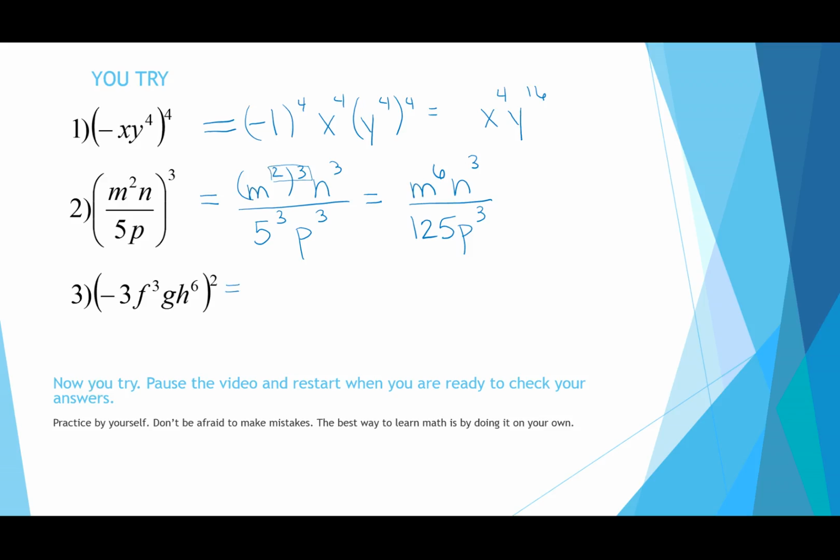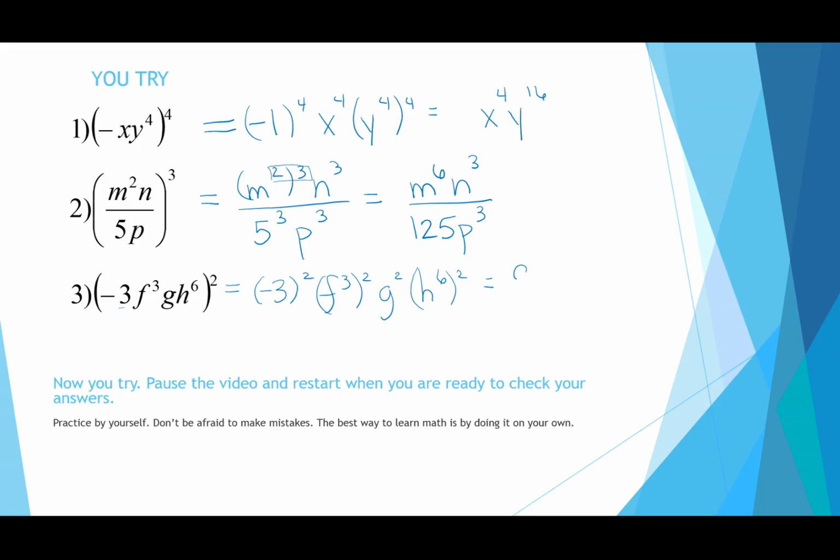For number 3, we've got a full quantity, a product that's being squared. So my -3 is being squared, my f cubed is being squared, g is being squared, and h to the 6th is being squared. So look at that, we've got that every single factor is being squared when we see the parentheses around all of it.